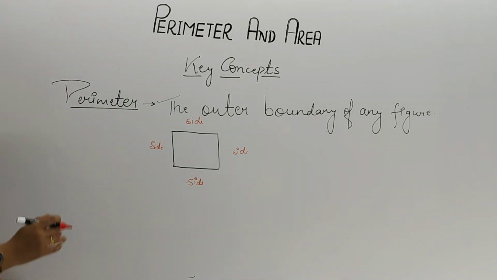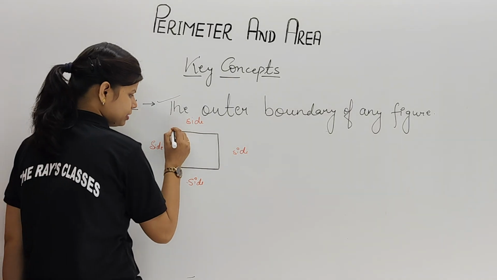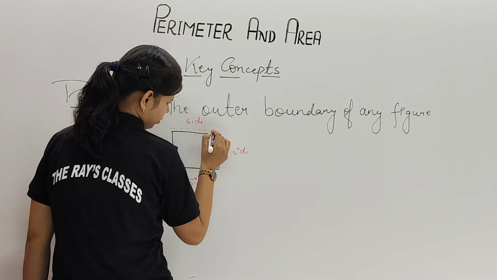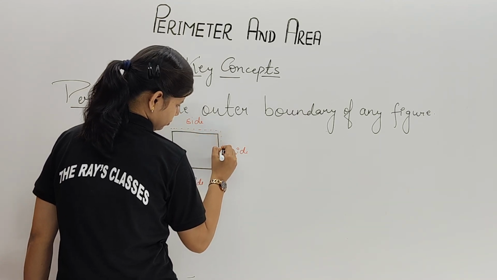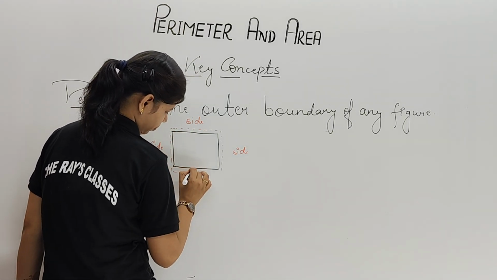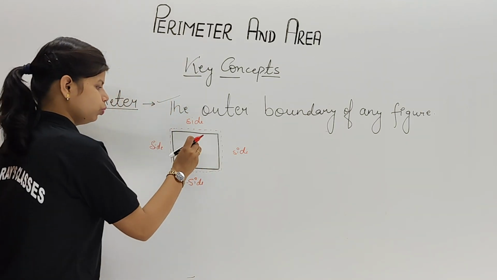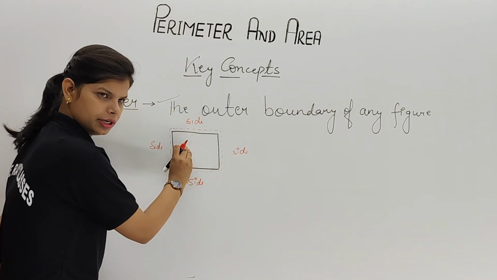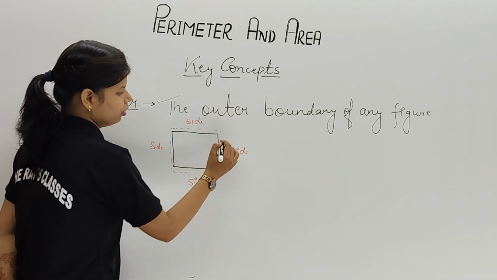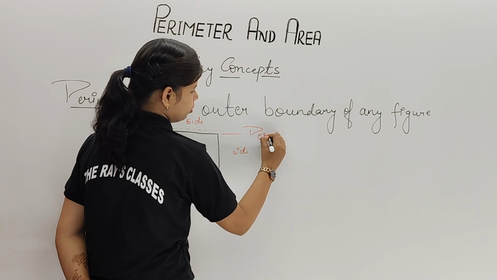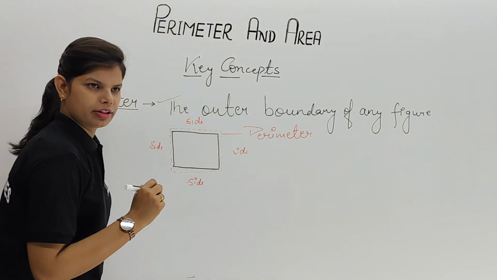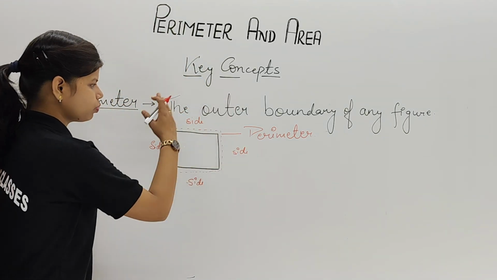We have to understand the outer boundary of that figure. That means all of these are your outer boundary. Clear, no? That means we are not going to ask how much space it covers. We are just going to ask about the outer boundary of this figure. That is called your perimeter. Hope you are clear with this. Understood? Perimeter means what? Outer boundary.